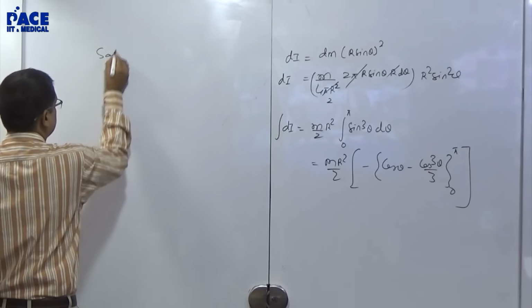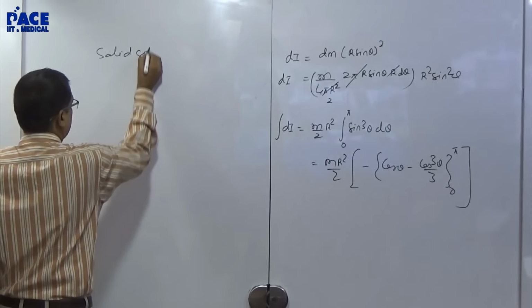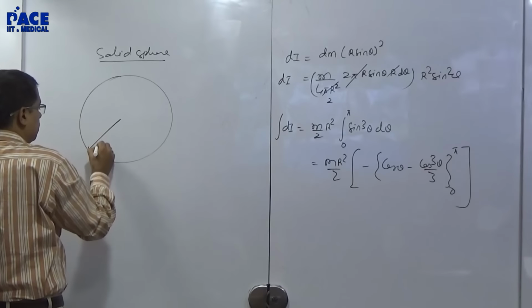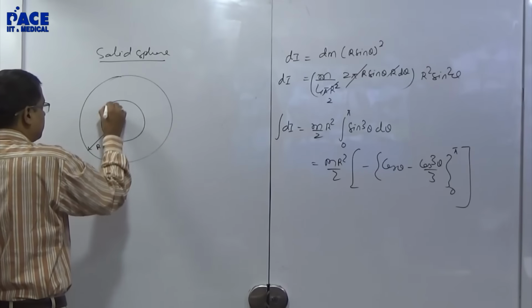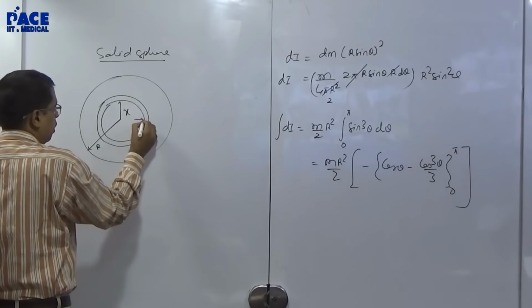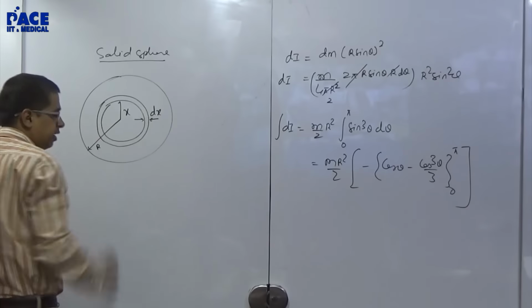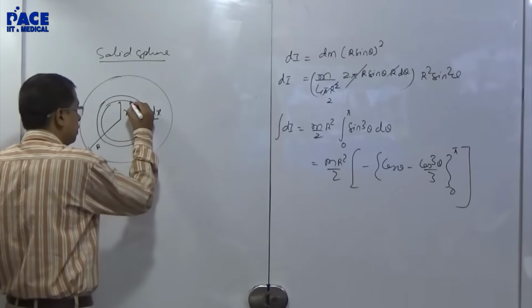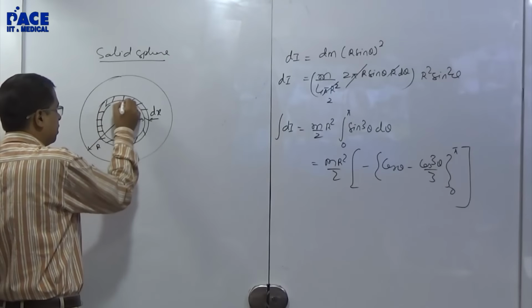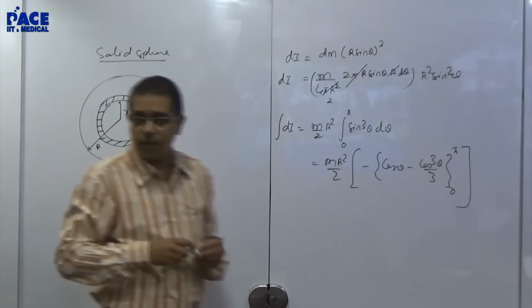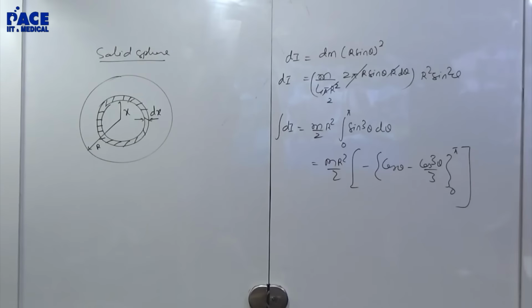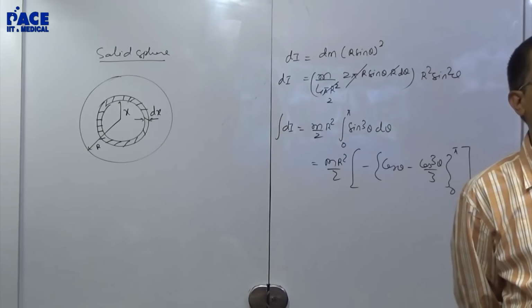Using this result, solve for a solid sphere. For the solid sphere, I'll consider a small elemental hollow spherical shell of radius x and thickness dx. Use the result of a hollow sphere, and your job becomes much easier. Quick.